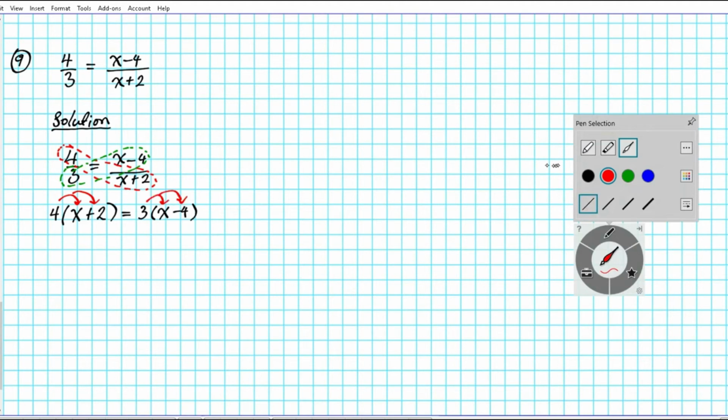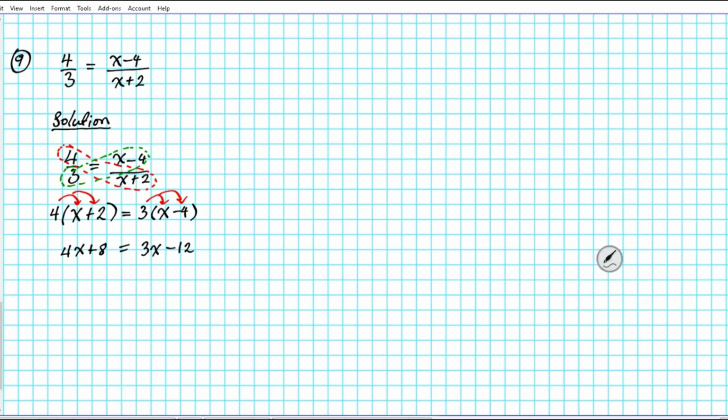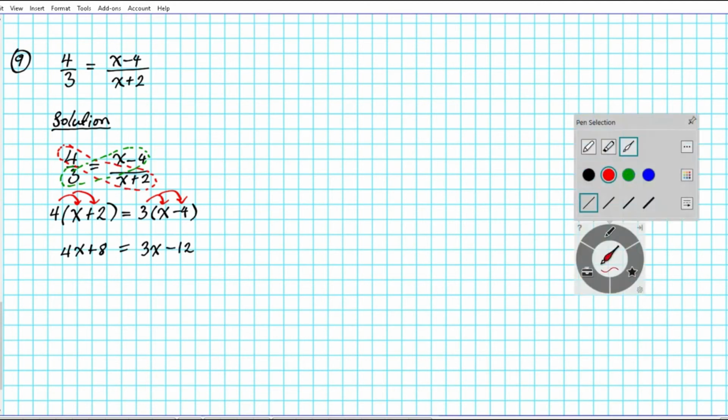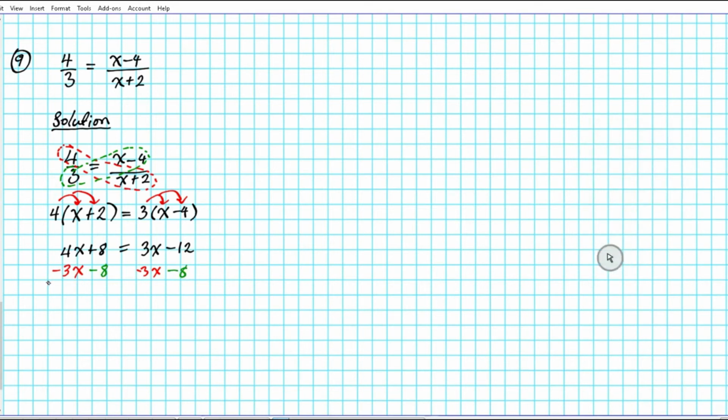So if we distribute on the left side, we're going to have 4x plus 4 times 2 is 8 equal, on the right side distribute 3x, positive 3 times negative 4 is minus 12. Alright, let's go ahead and collect like terms. We are going to move the variables to the left side, so subtract 3x from both sides of the equation, and negative 8 needs to go to the right, sorry, positive 8 needs to go to the right, so we're going to subtract 8 from both sides of the equation.